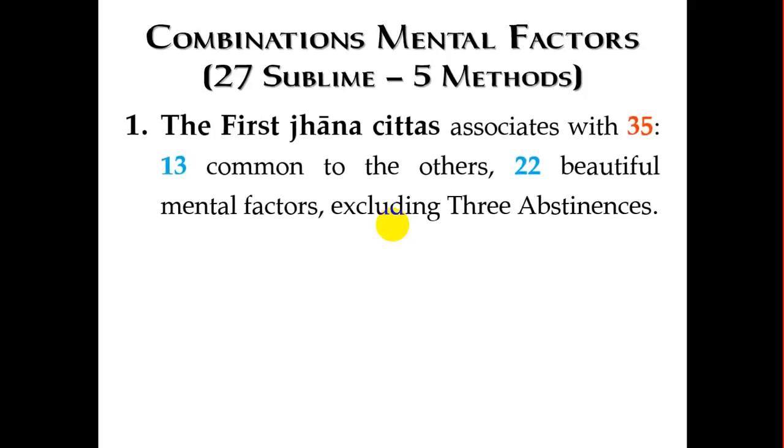But among the 25, excluding the 3 abstinences, right? 3 abstinences. So the 27 sublime jhana chetas are basically associated with 35: the 30 common to the others cetasikas, and 22 beautiful mental factors. So we have to exclude the 3 abstinences. That is the reason. Okay.